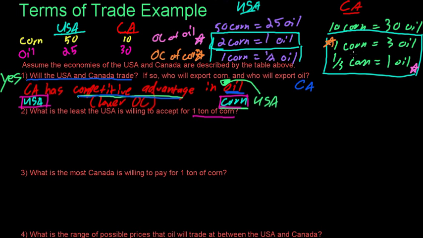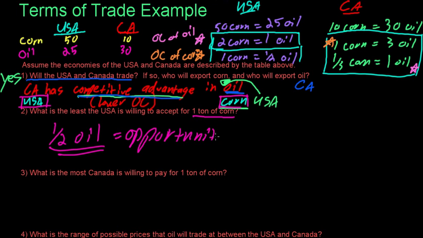So what is the least the USA is willing to accept for 1 ton of corn? The least that they are willing to accept is half a million barrels of oil. And the reason is that this is equal to the opportunity cost for the USA of producing corn.